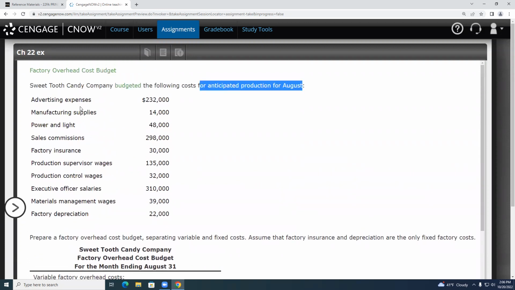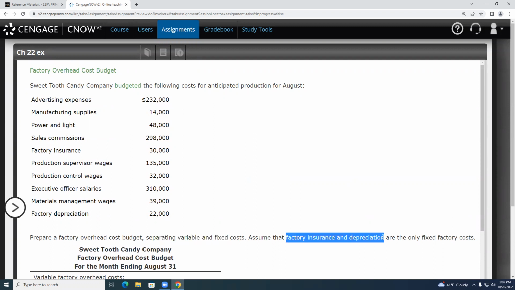And you can see that this is a combination of both variable and fixed costs. We're asked to separate those costs for the purpose of this budget. It tells us that only factory insurance and depreciation are the fixed factory costs. I can also see, just scrolling down this list, that there are some items on here that are not part of the factory overhead. So that's unnecessary information. For now, it's not going to be included in our factory overhead budget. So looking down this list, what do you see that is not part of factory overhead?